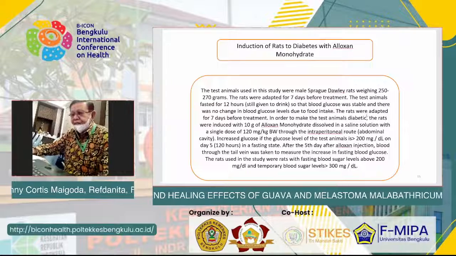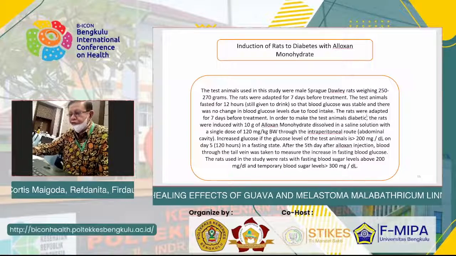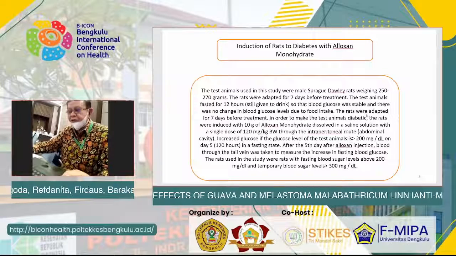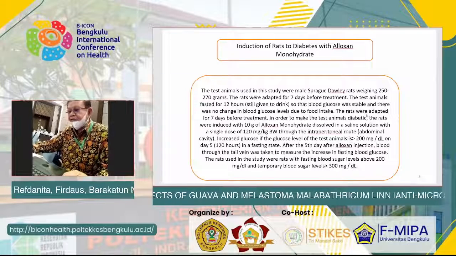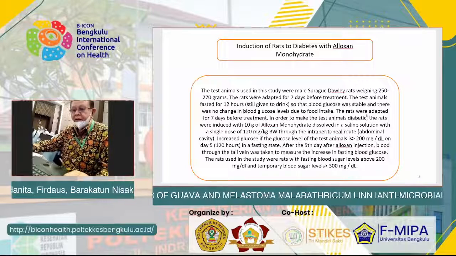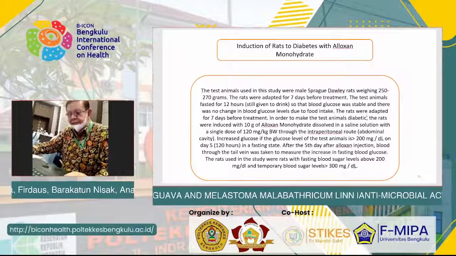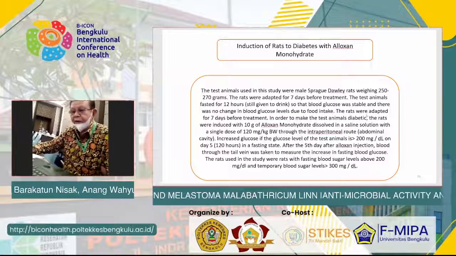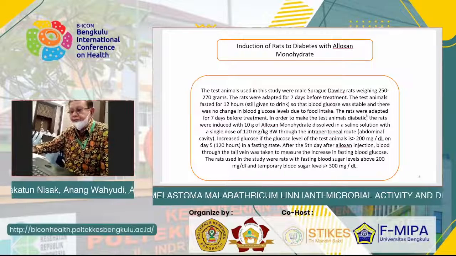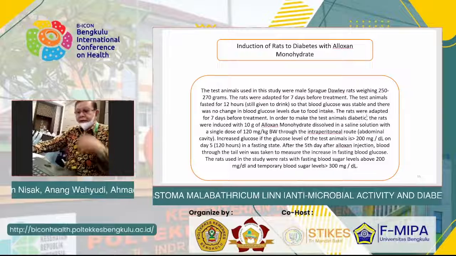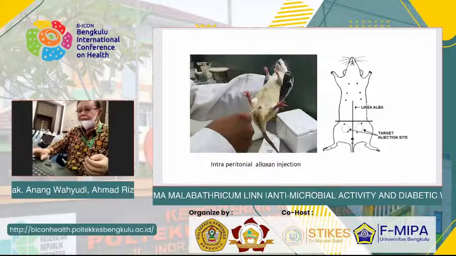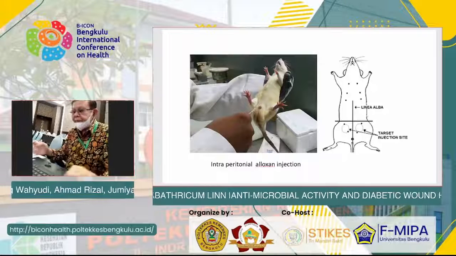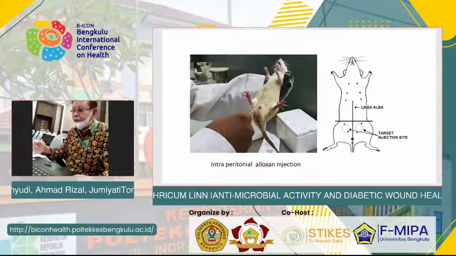After the 5th day after alloxan injection, blood through the tail vein was taken to measure the increase in fasting glucose. The rats used in this study were rats with fasting blood sugar level above 200 milligrams per deciliter and temporary blood sugar level more than 300 milligrams per deciliter. This is the picture of the process of injection of alloxan to the rats.